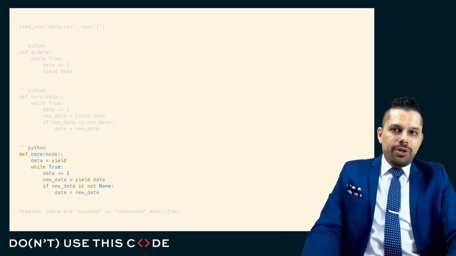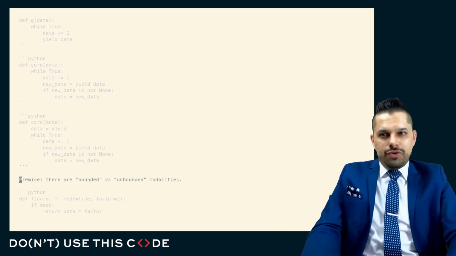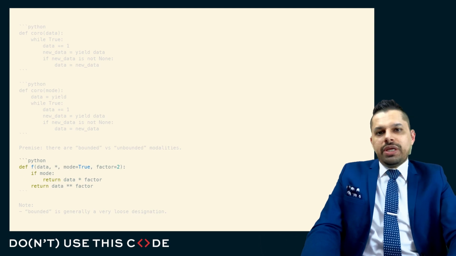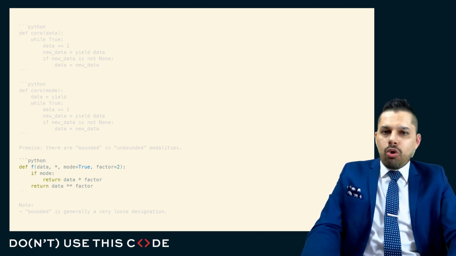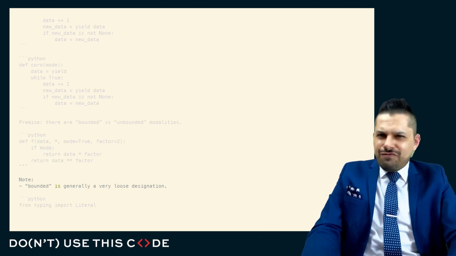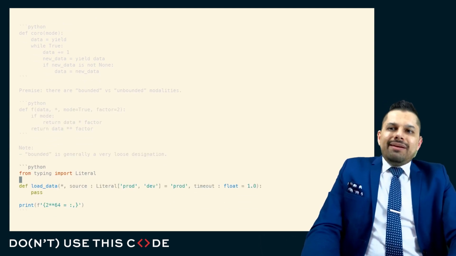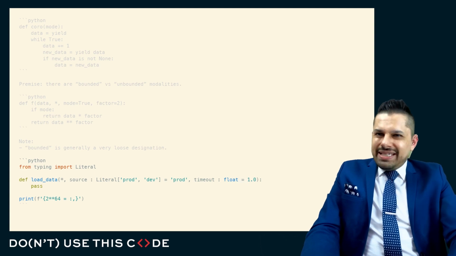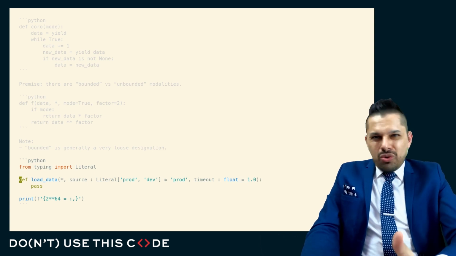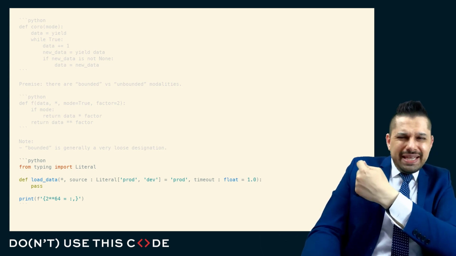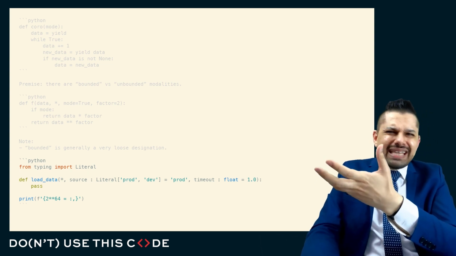Now that we're talking about modalities, I want to talk a little bit about bounded versus unbounded modalities. When we see the modalities on a function, it's often the case that we can identify whether this is a bounded or an unbounded modality. And this is a very loose designation. Here's what I mean by bounded. If we have a load data function and it takes a source and it's prod or dev, this is bounded. There's only two possible options. But if it also takes a timeout option, that's unbounded.